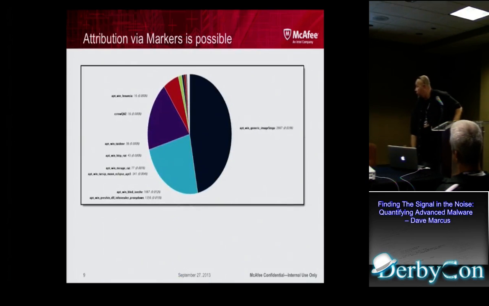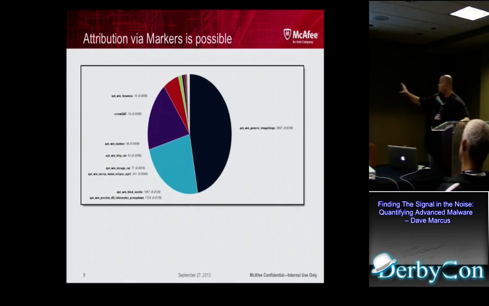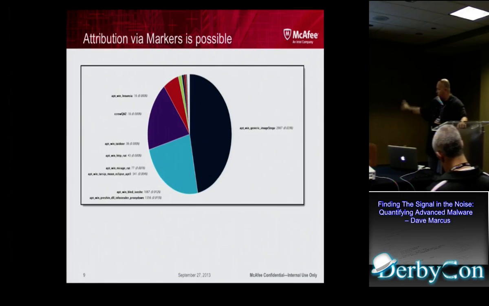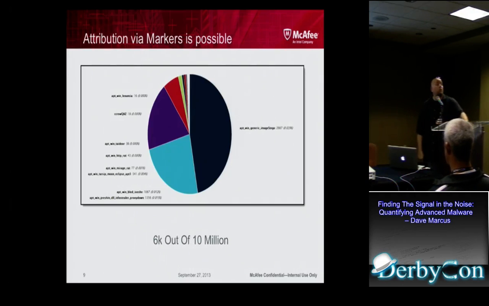And here's, again, just a different view of trying to attribute it more to certain group affiliations or certain group activities. This is over the entire month's period of time. 2,667 attributable to APT1, less than that attributed to APT3, less than that attributed to different groups within there. The total count turned out to be 6,000 samples potentially attributable out of 10 million. So, good stuff.